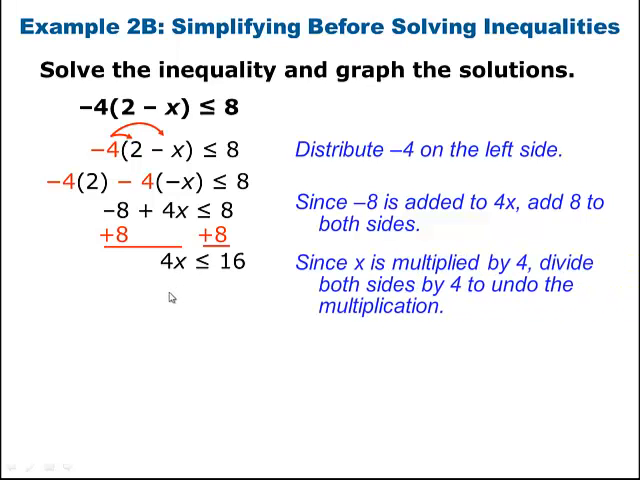x is being multiplied by 4, so we divide both sides by 4. Notice, because I'm dividing by a positive number, I am not flipping this inequality. I'm keeping it the same. So x is less than or equal to 4.